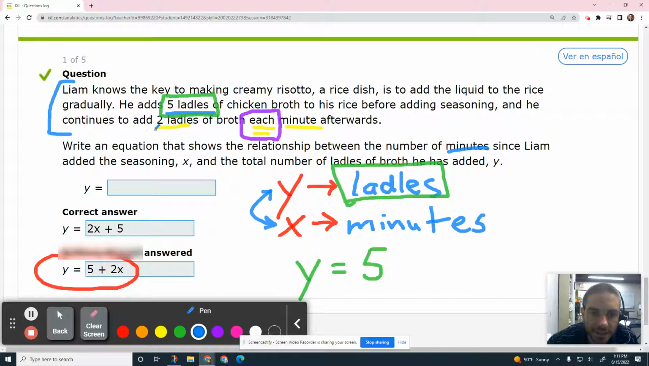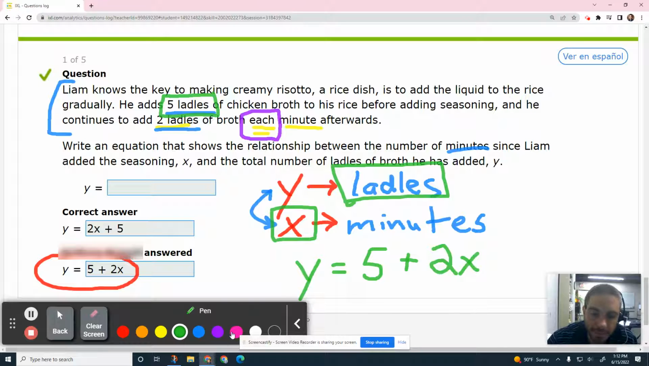And then it says he adds 2 ladles each minute. So 2 is the rate number. And if you think about it, we're adding to what's already there. We're not taking it away. So we're adding ladles of broth to the 5 ladles that are already in the pot. So we're going to be adding plus 2 ladles per minute. And we always take that rate number, and this one is 2, and multiply it by whatever x is abbreviating. We just basically put x there.